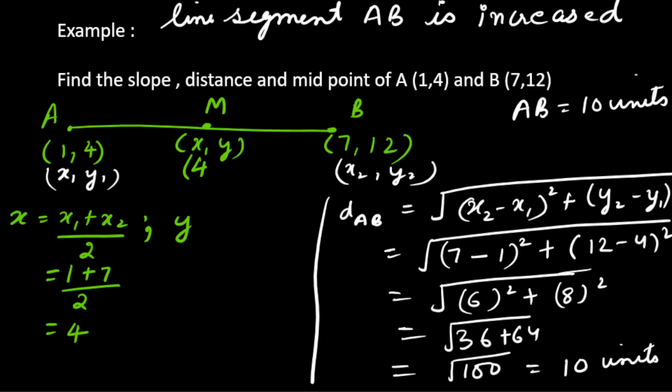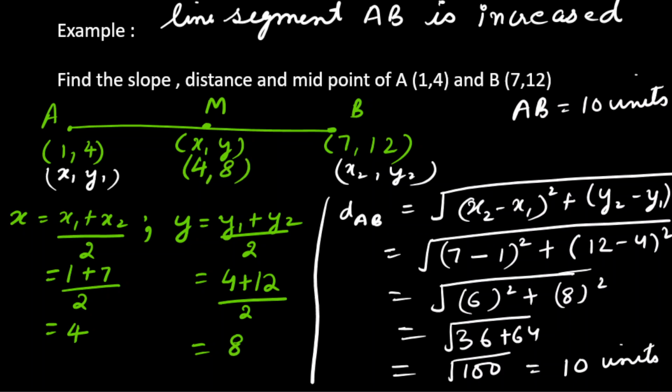Now we can use the y formula for the y coordinate. So y is equal to y1 plus y2 by 2. y1's value is 4, y2's value is 12, by 2. 4 plus 12 is 16, 16 by 2 is 8. So the midpoint of line segment AB is 4, 8.